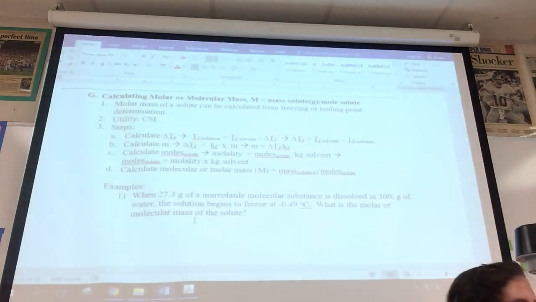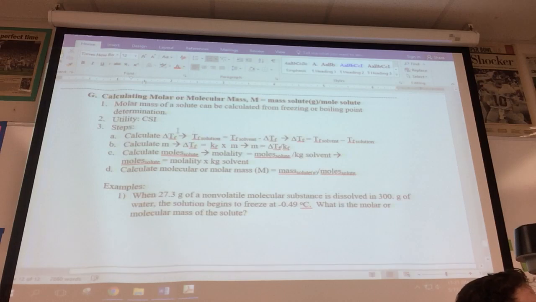This can be extremely helpful in crime scene investigations. If you find an unknown substance somewhere, you could do some types of analytics on it, and you could determine maybe the freezing point, the boiling point, and in turn, the molar mass of that particular substance.